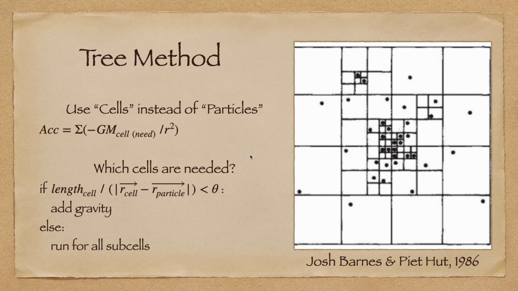And this is how to determine which cells are needed. The condition is that if the length of the cell divided by the position difference between the cell and the particle is less than some value theta, then you add the gravity between the cell and the particle. If it is not satisfied, the function will run for all subcells and do the same thing until all subcells are considered.